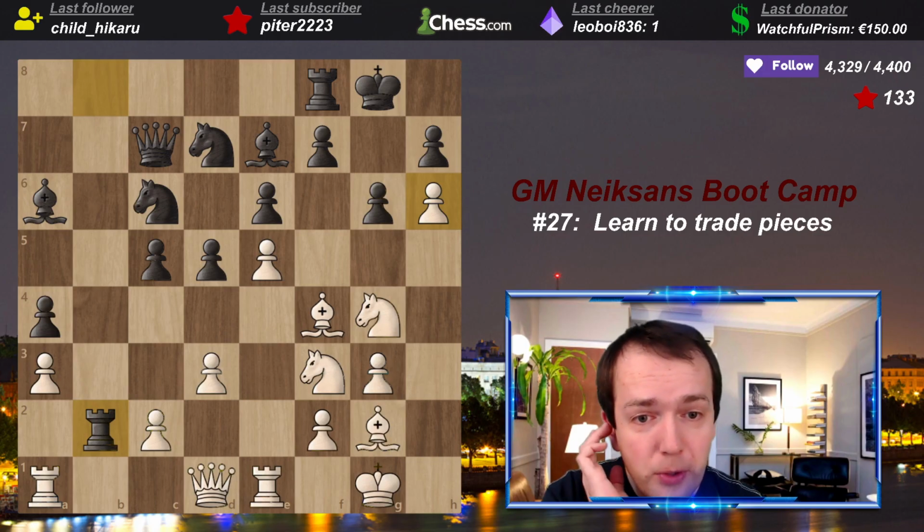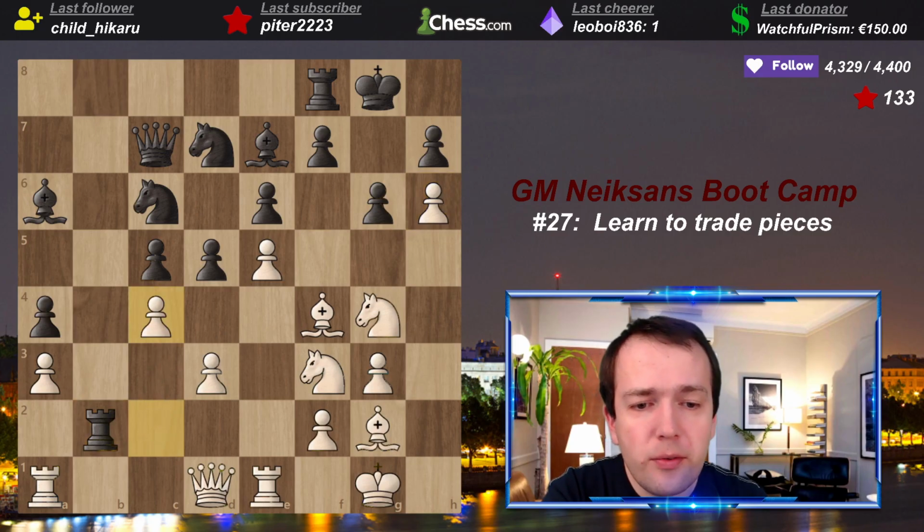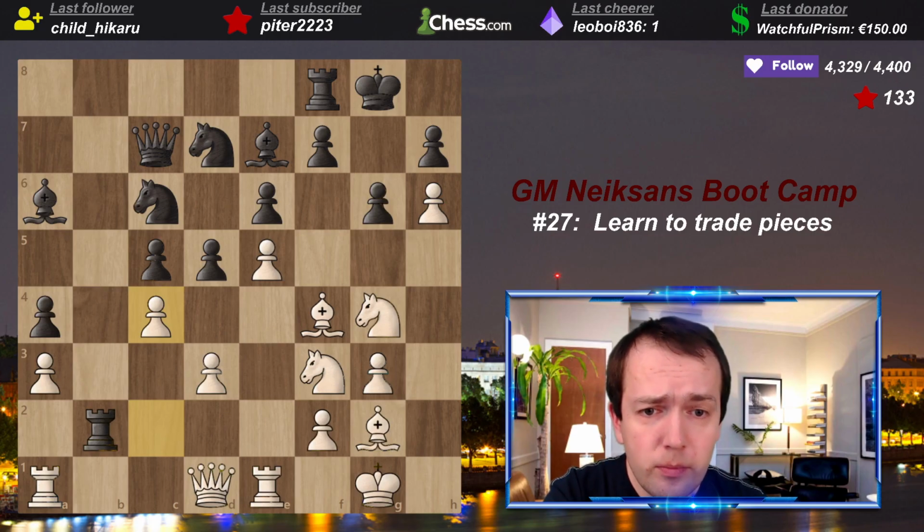Here's a slightly more difficult move. So I start with c4. c4 is a very traditional idea in the closed French. This is closed French.